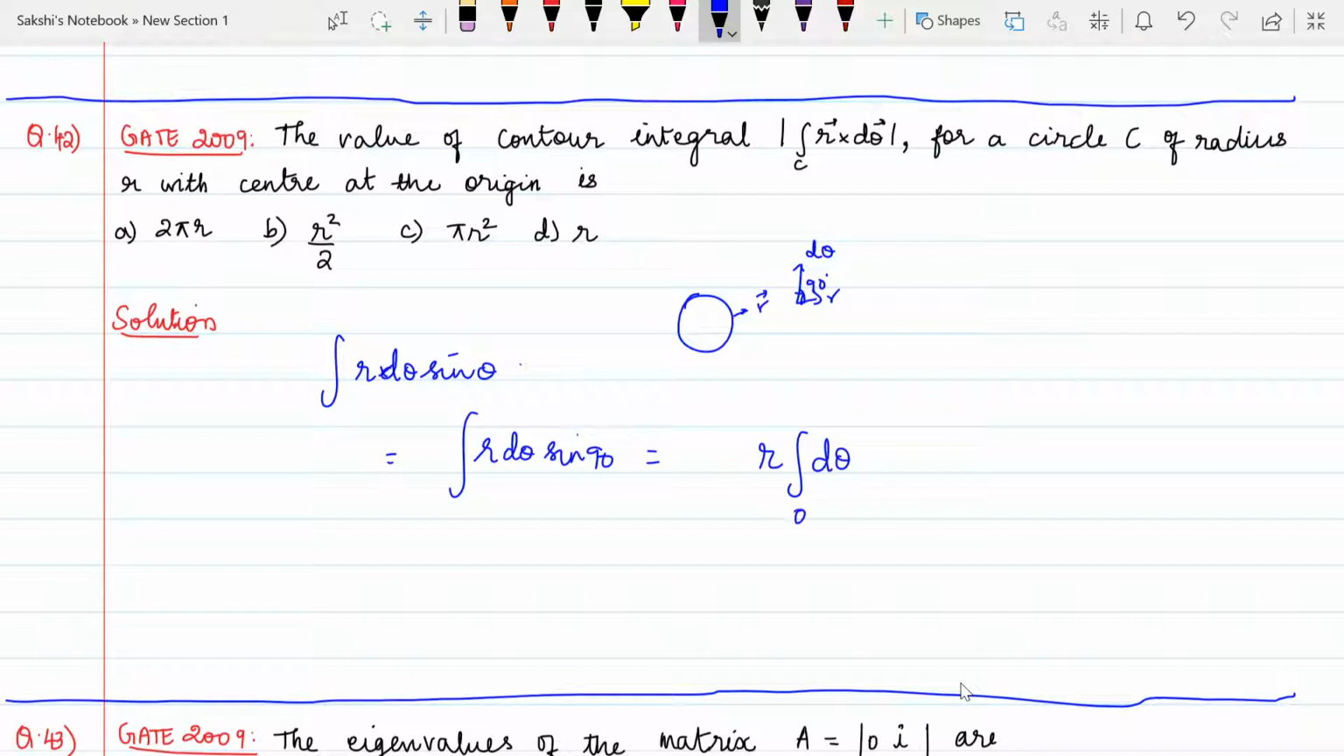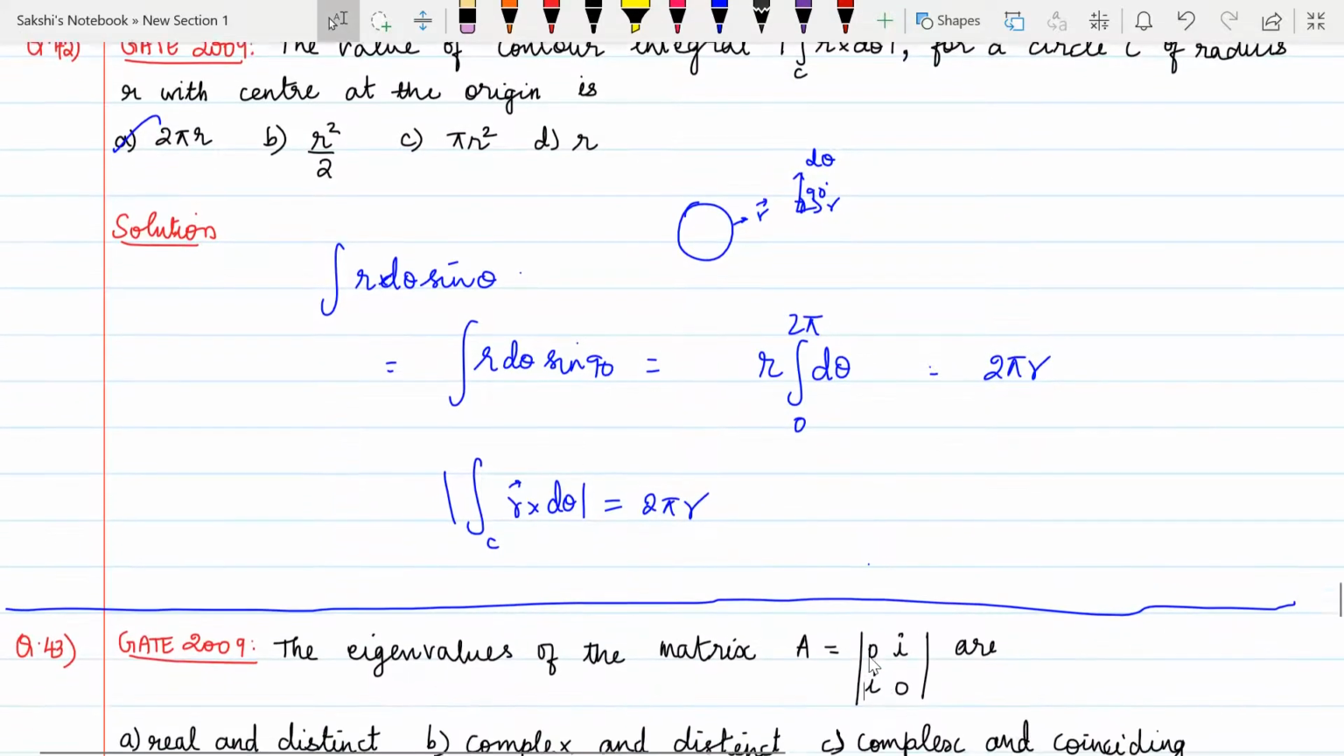Theta varies from 0 to 2 pi in vector calculus. So from 0 to 2 pi, when you do this, you are going to get 2 pi r. Therefore, your integral over c of r cross d theta will be equal to 2 pi r. Simple question. You just have to think what we can use over here.